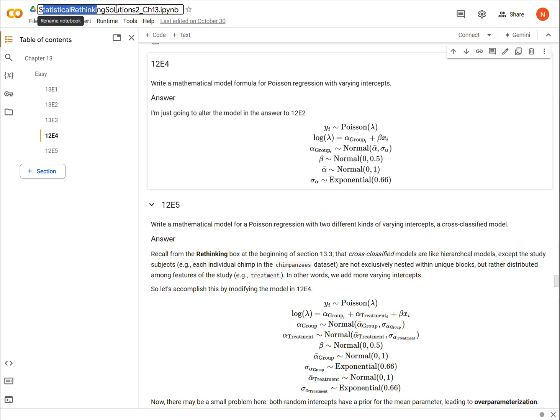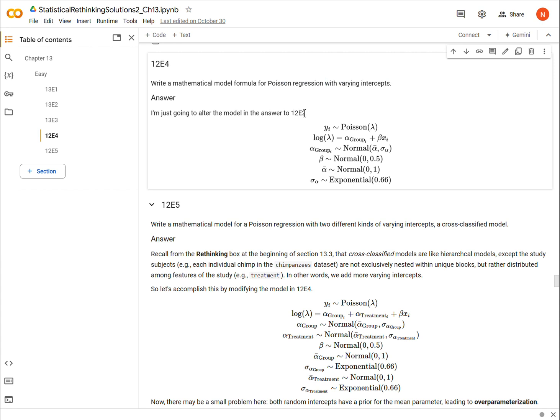Okay, so we are in Statistical Rethinking, second edition, chapter 13. We're in the easy questions here, and we're going to do 12E4 and 12E5. Okay, so here's 12E4. We saw some similar problems earlier, I think in E1 and E2, but we're going to write a mathematical formula for the Poisson regression with varying intercepts.